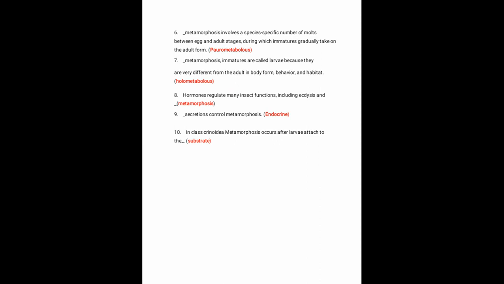Sixth, metamorphosis involves a specific number of molts, egg and adult stages, during which immature forms gradually take the place of the adult form: hemimetabolous. Seventh, the immature stages are called larvae because they are very different from the adult in body form, behavior and habitat. This type of metamorphosis is known as holometabolous.